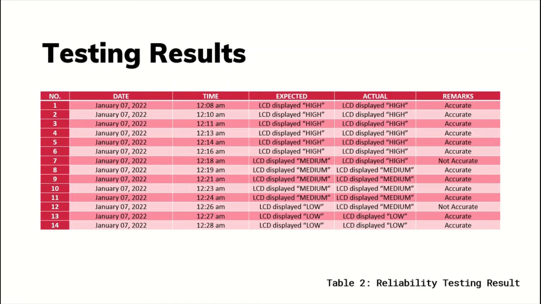Next is the reliability testing. The reliability testing was started along with accuracy testing. On the 7th and 12th testing, the result was not accurate and the rest of the tests were accurate.